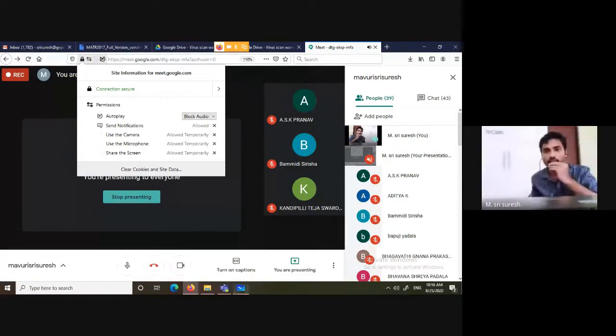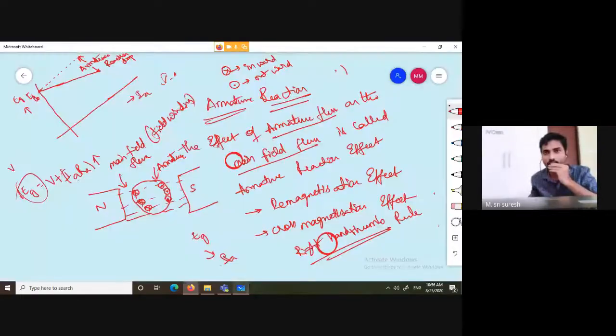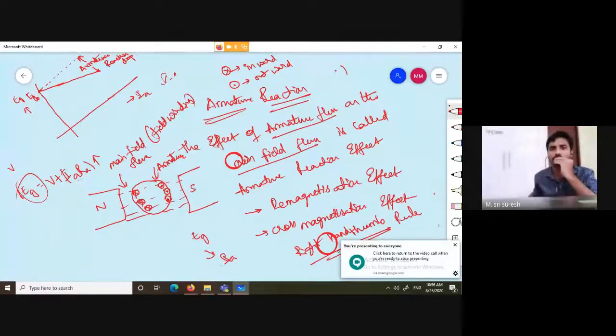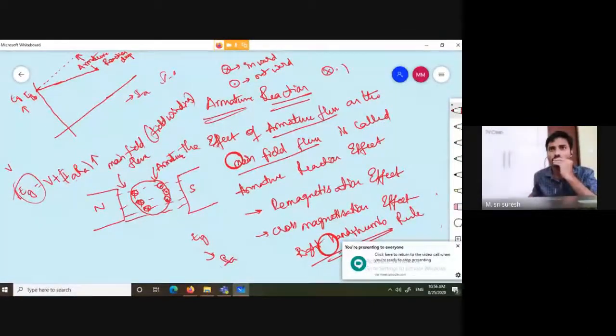So according to the right hand thumb rule, it is clear. Now you can see the screen here. According to the right hand thumb rule, a cross indicates the inward current. I have written here, cross indicates inward current. For this inward current, the flux direction is clockwise like this.